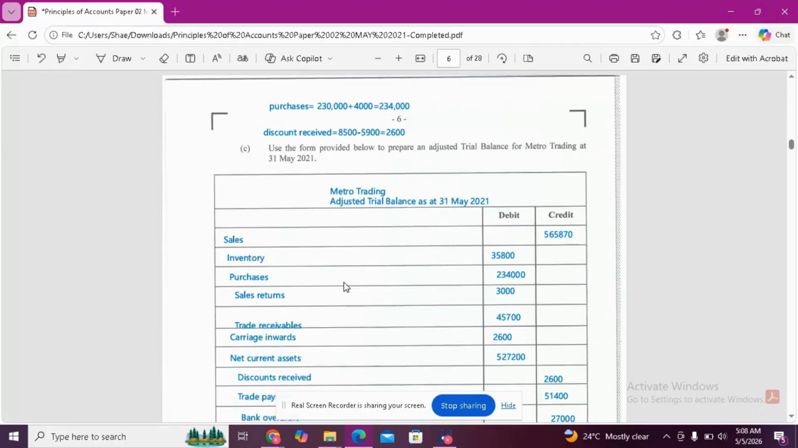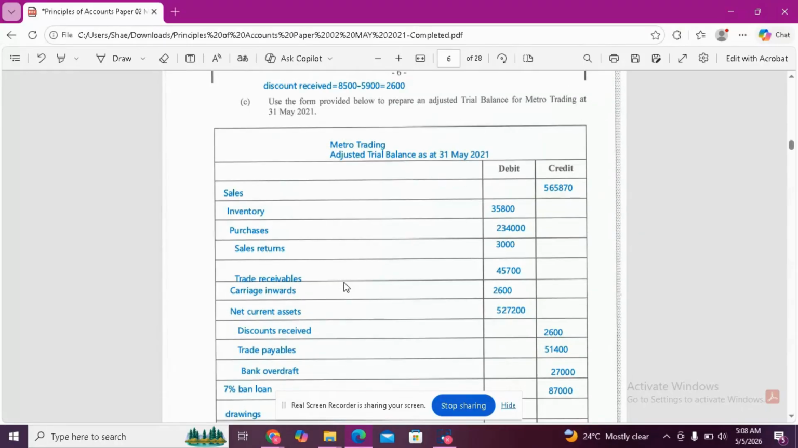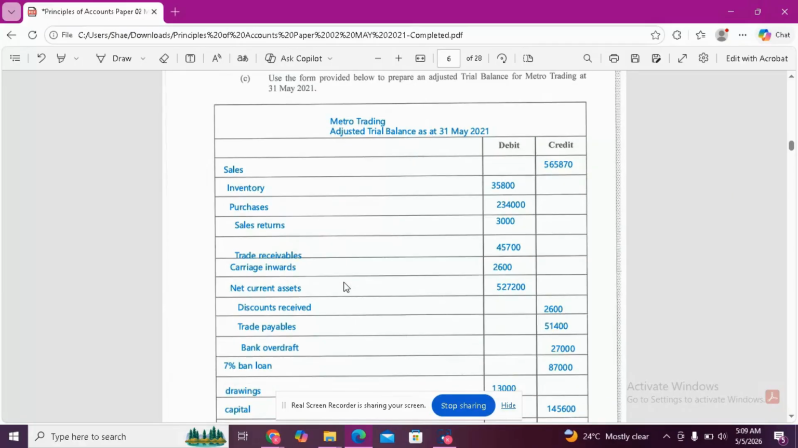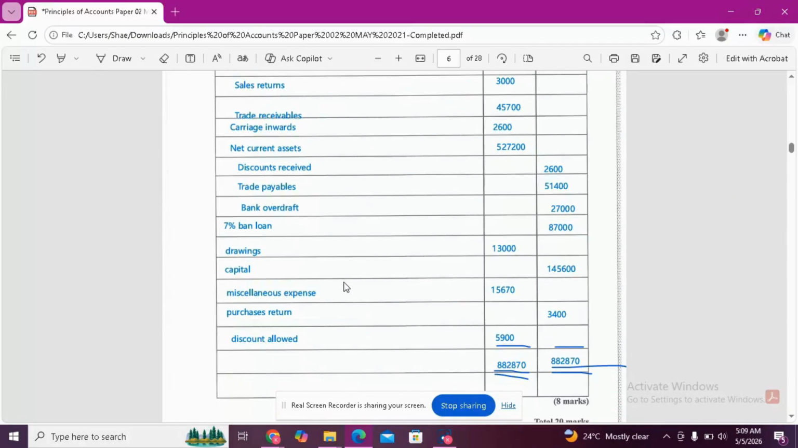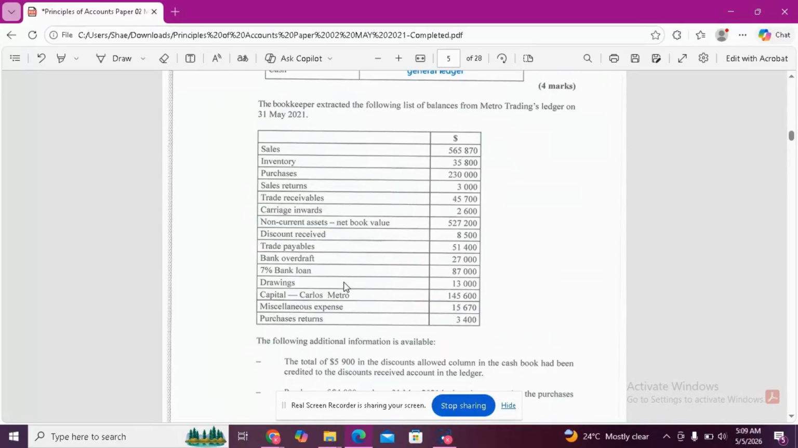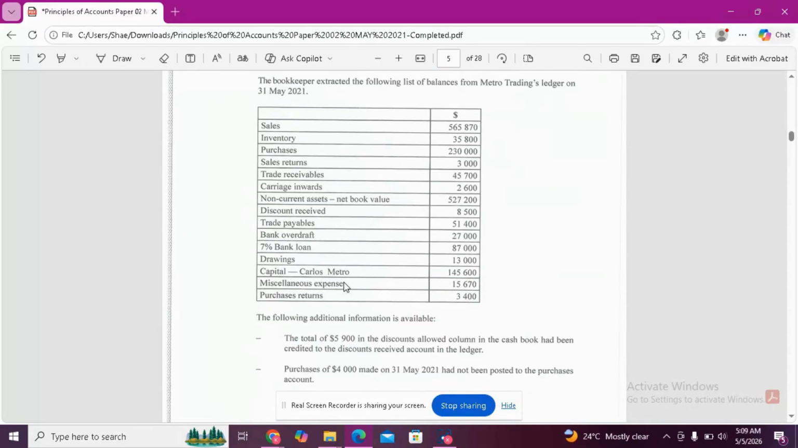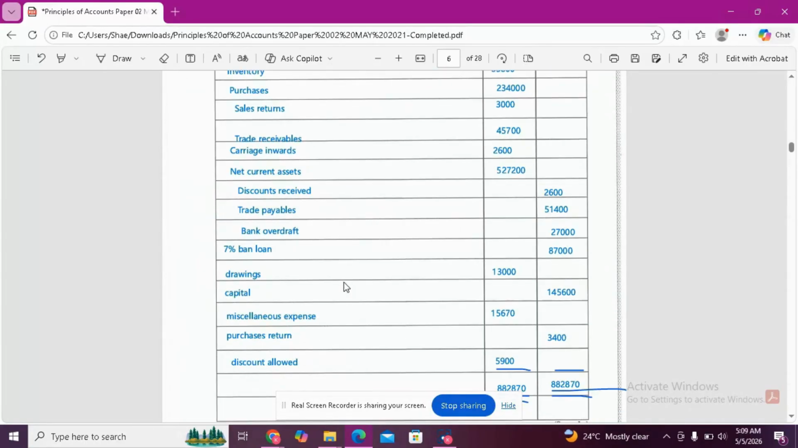of May 2021. So the first thing you need to put in is the name of the business and the type of statement that you're preparing. So it's Metro Trading adjusted trial balance as at the 31st of May 2021. And then the next thing that I would recommend is that you just list out each item as they give you. Just like what you see here listed, you go ahead and list them in your trial balance.